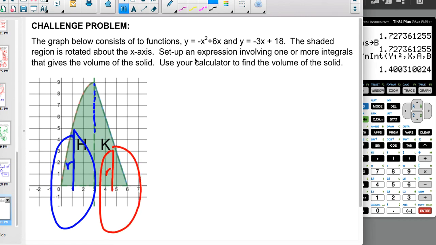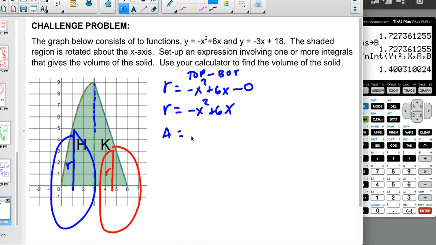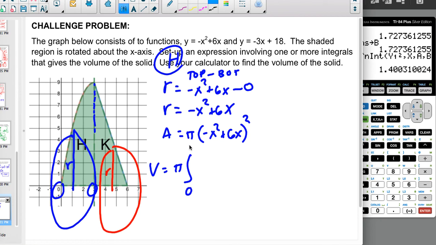So the blue chunk, right, the radius for the blue chunk is the top curve minus the bottom curve, which is going to be the negative x squared plus 6x minus the 0, right? So the radius for the blue piece is going to be this thing. The area for the blue piece is pi times this thing, quantity squared, which we're going to use a calculator for, so we don't need to clean it up. That means the volume for the first chunk, the chunk where h is, is going to be pi times the integral from 0 to 3, right? So the disks that will happen in the h window, of this thing.